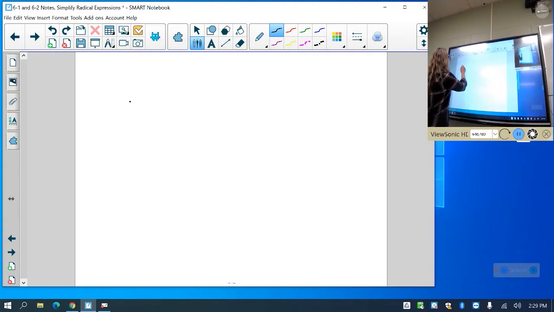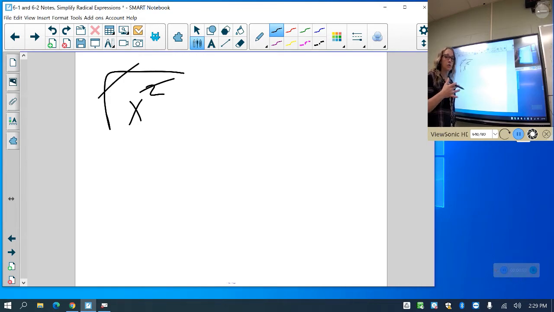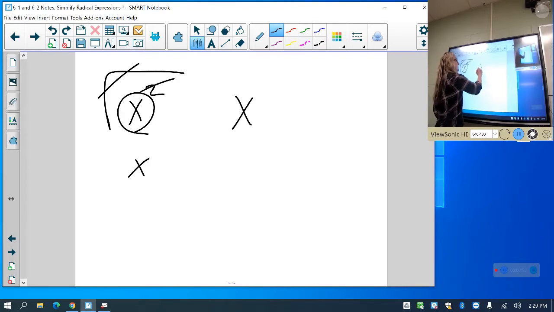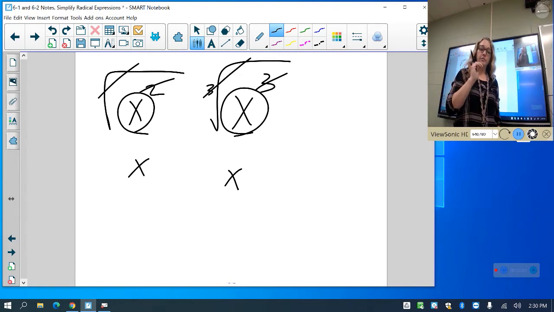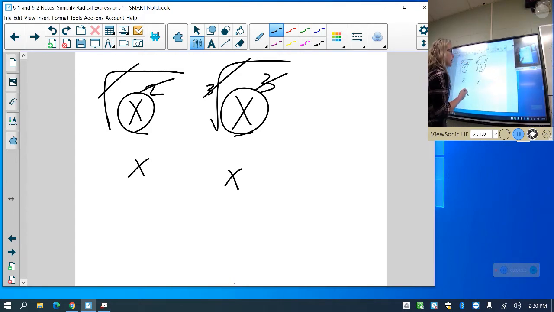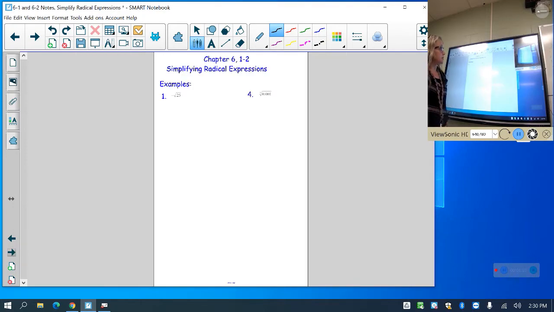For example, if I have x squared, but I take the square root of that, the square root and the squared cancel, and I'm just left with x. If I have x cubed and I have the cube root of that, the cube root and the cube cancel, and I'm just left with x. Those are opposites of each other, and we need to remember that. So let's move on, and let's talk about how to simplify expressions with radicals in them.